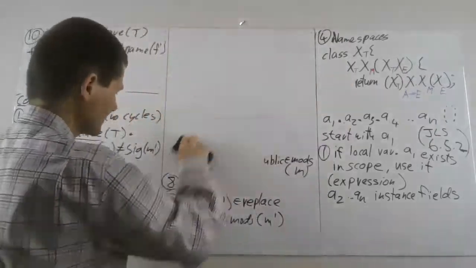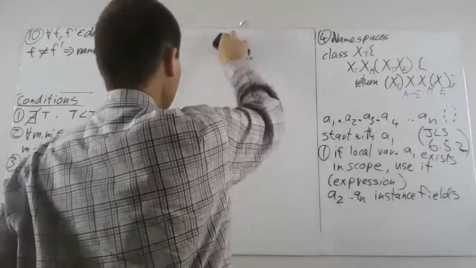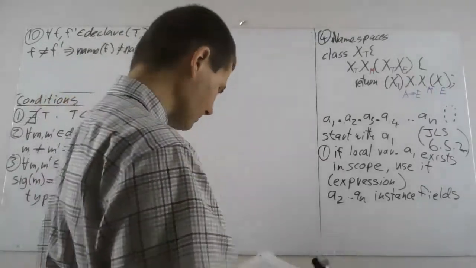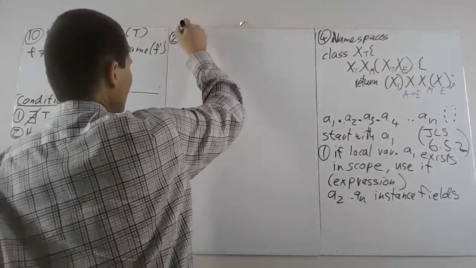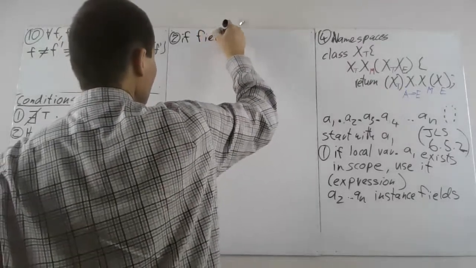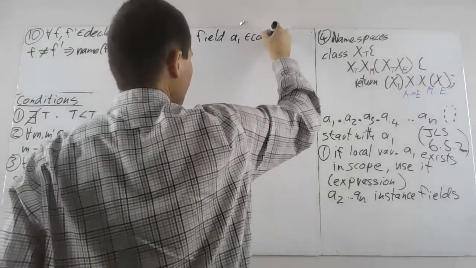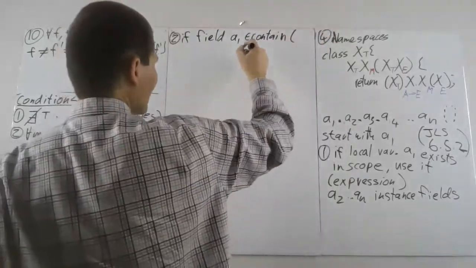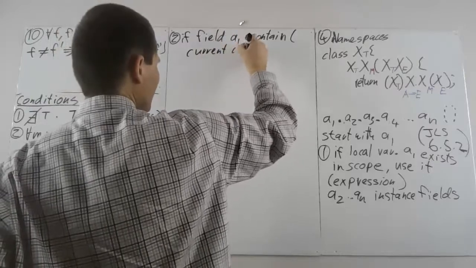Okay, questions? So if step 1 fails, so if there are no local variables named x, now we're going to look for fields named A1. So step 2: if field A1 is in the contain set of the current class, so the class that we're currently in.